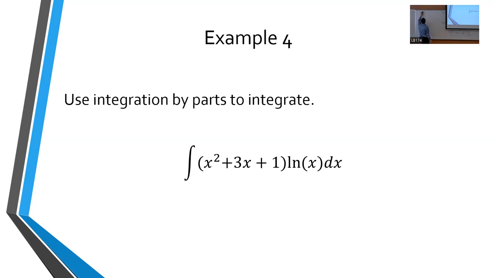So let's move on to the other type of integration by parts, the second type we mentioned, which was polynomial times natural log. Or technically any log would be done this way. But in particular, we have a polynomial x squared plus 3x plus 1 multiplied times natural log of x, all integrated with respect to x.